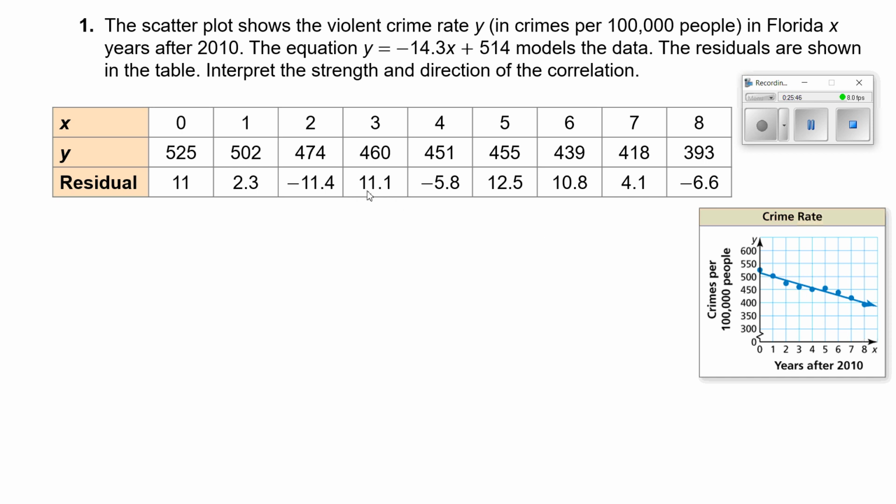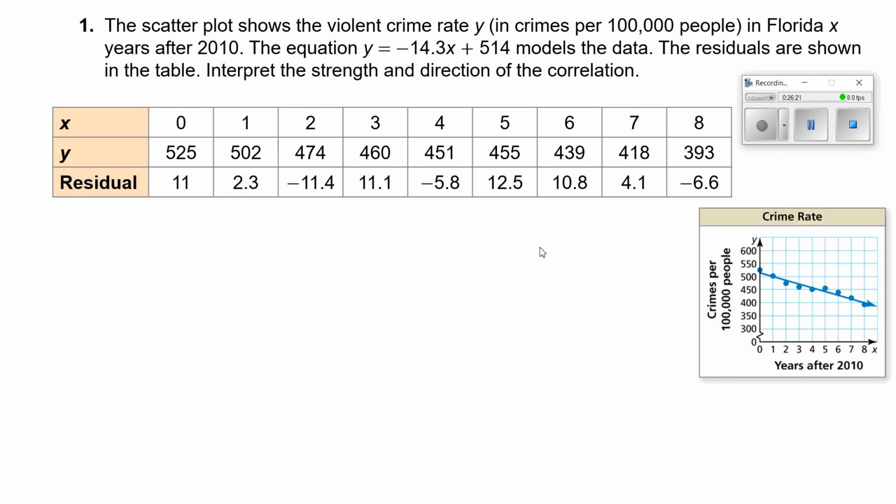We're talking about being off by 11.1 and negative 11.4 and 12.5. These are our biggest numbers here. The absolute value of this, well, the biggest absolute value is going to be 12.5, right? And when we're talking about hundreds of thousands of people, it doesn't really seem that big. I would say this is a strong linear negative correlation. Now it says the residuals are shown, interpret the strength and direction.